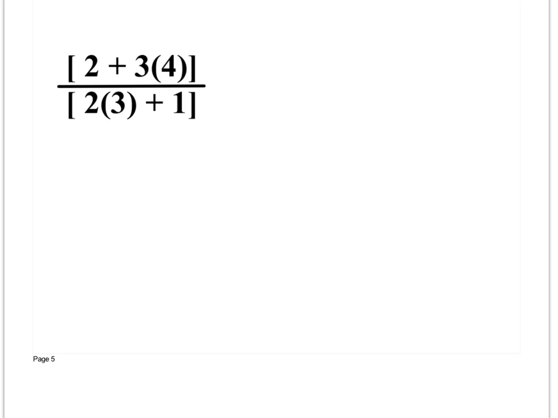What do I do first? Raise your hand. You do 3 times 4, which is 12. 12 plus 2 is 14. Then I do 2 times 3 is 6. 6 plus 1 is 7. I have 14 divided by 7, which is 2.